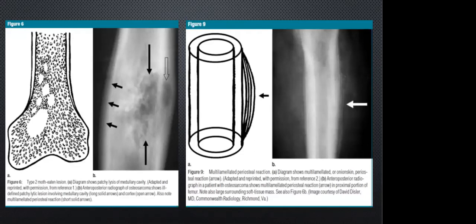Multilamellated or onion-skin appearance suggests an intermediate aggressive process, such as one that waxes and wanes, or one that the bone is continually trying to wall off but cannot. We can see in the picture at the left side type 2 moth-eaten lesions. We can see multiple lytic lesions, moth-eaten, and periosteal reaction like multilamellated.